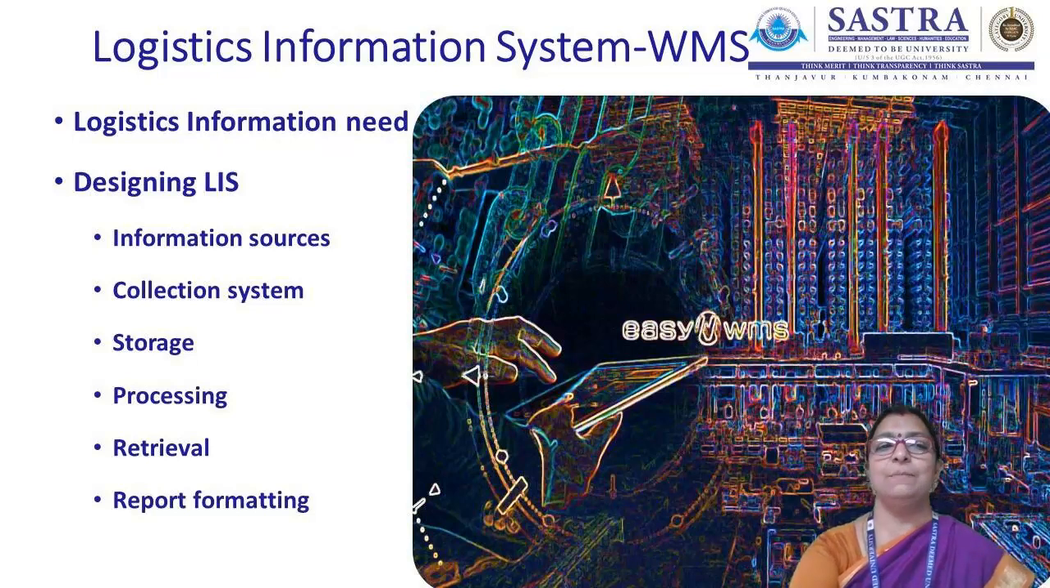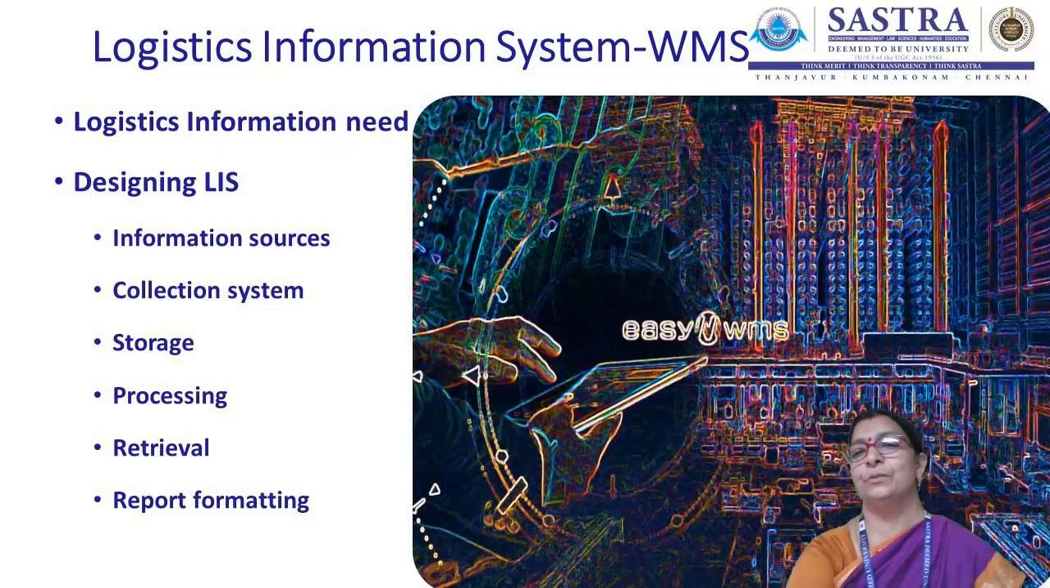So the planning of material flow in the supply chain of an enterprise essentially depends on information flow across the system. So this is what we need to understand, the requirement of an information system in the context of our logistics management.